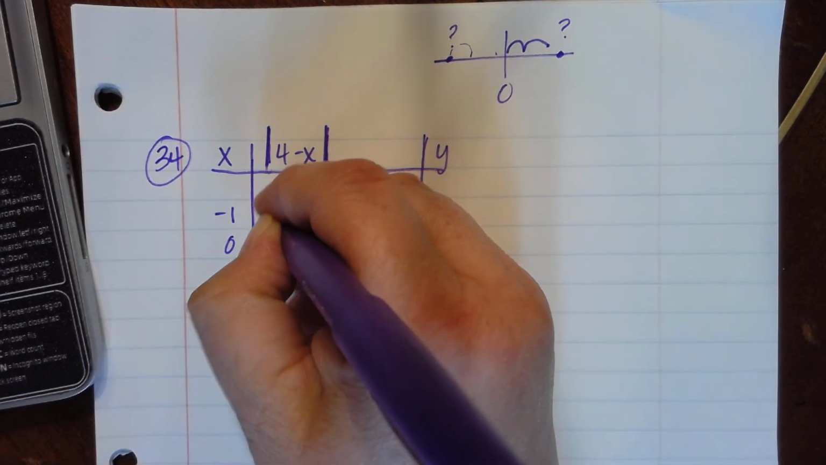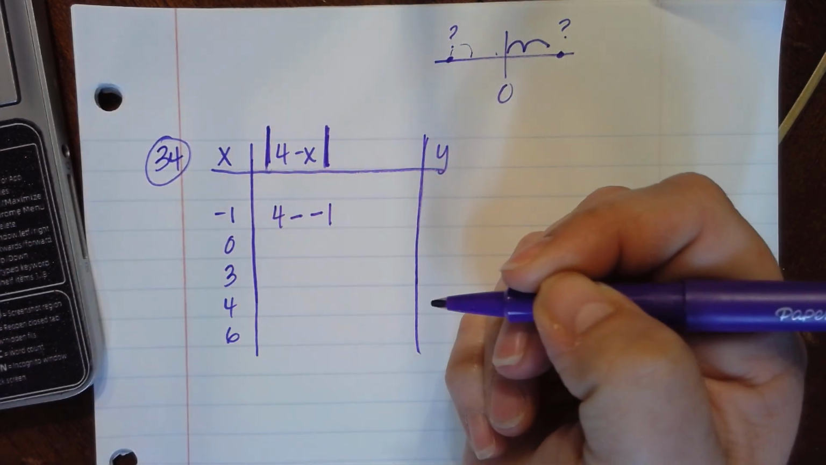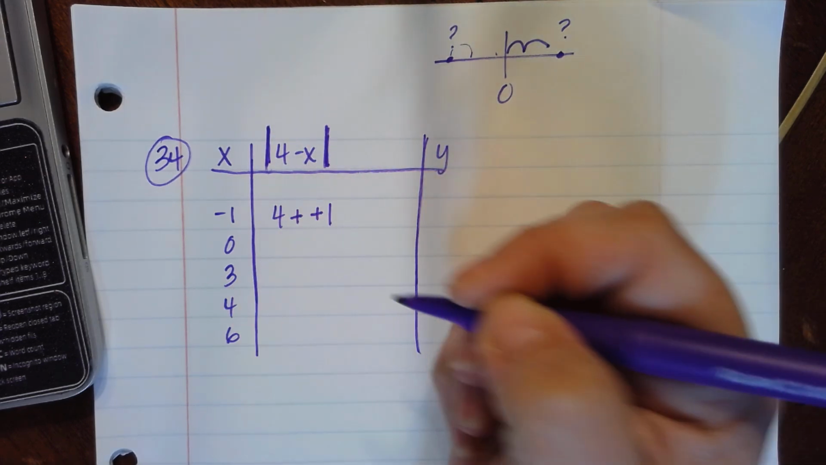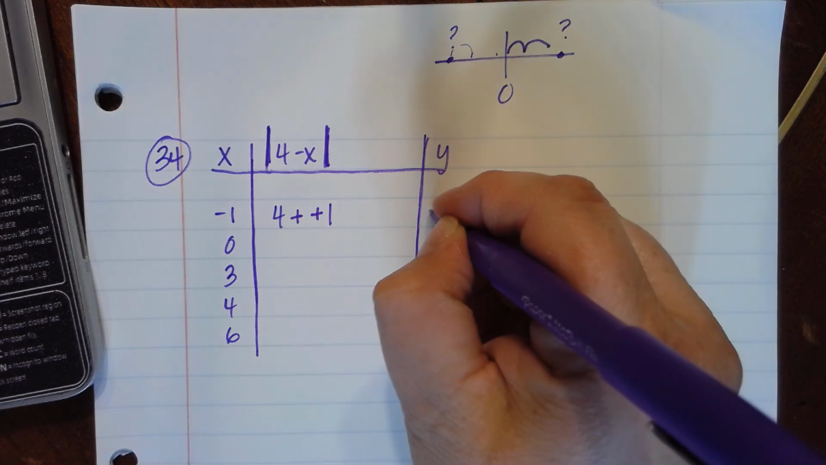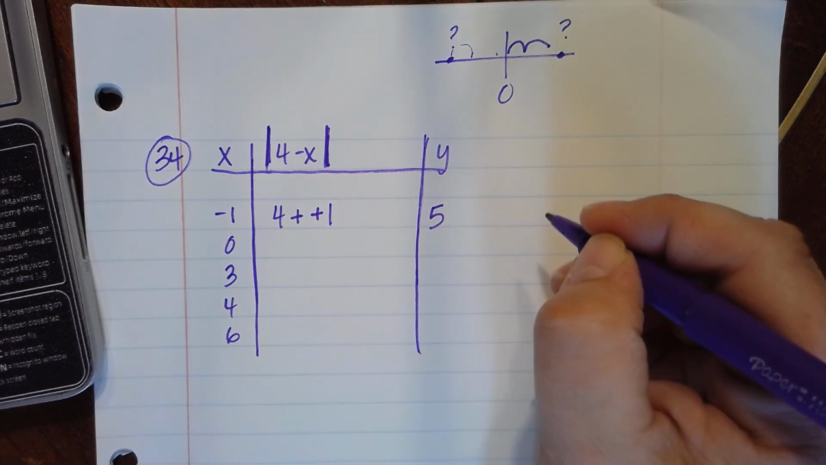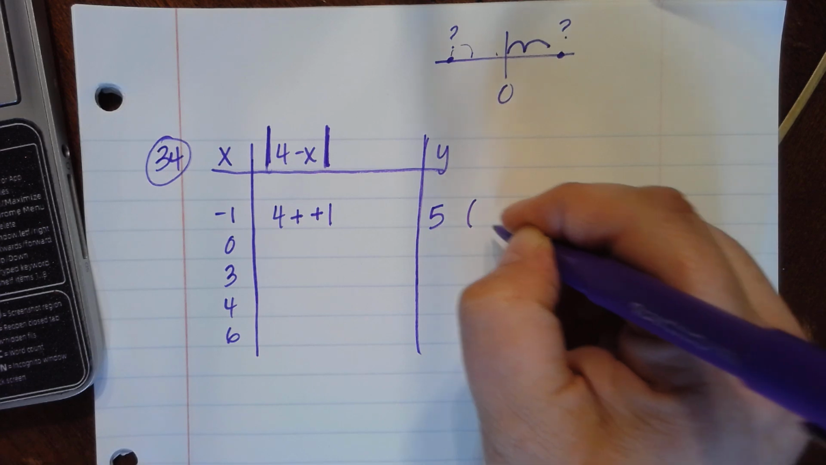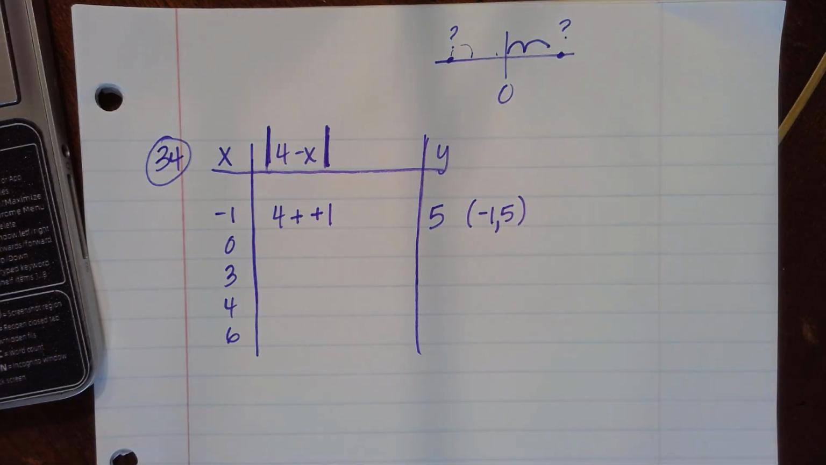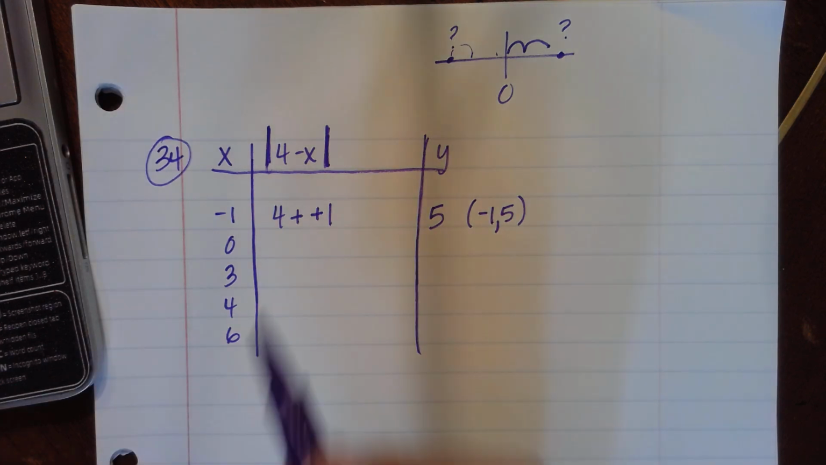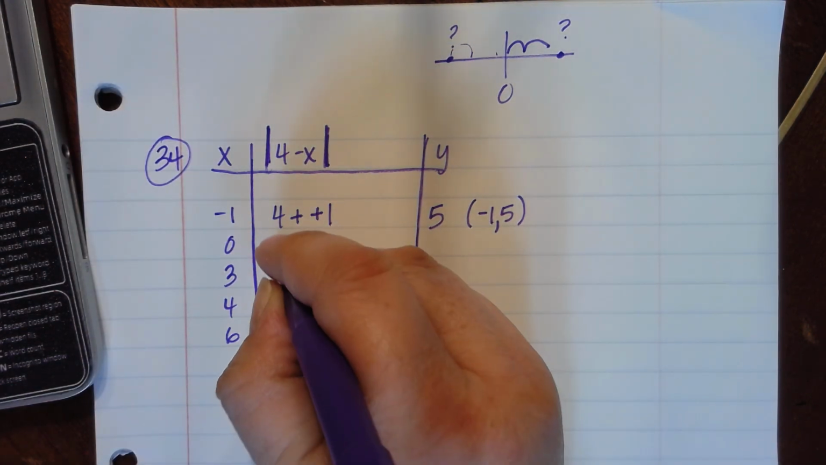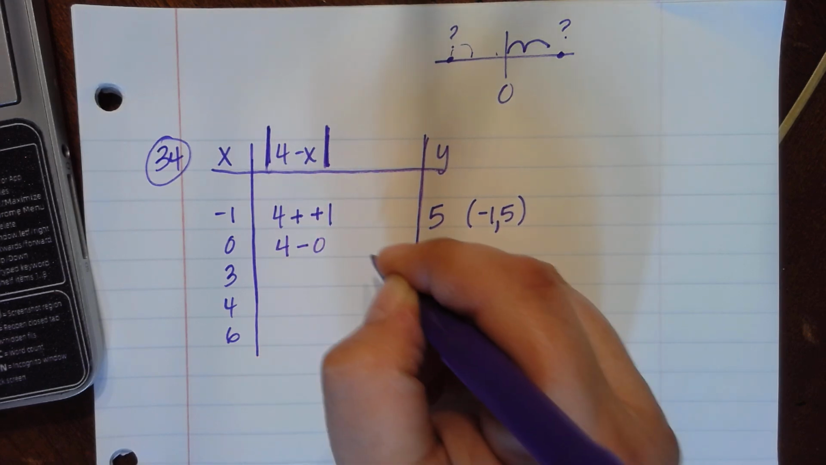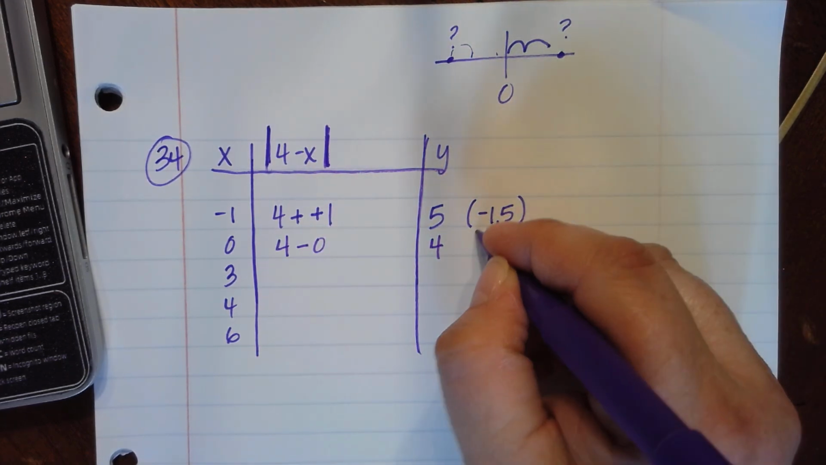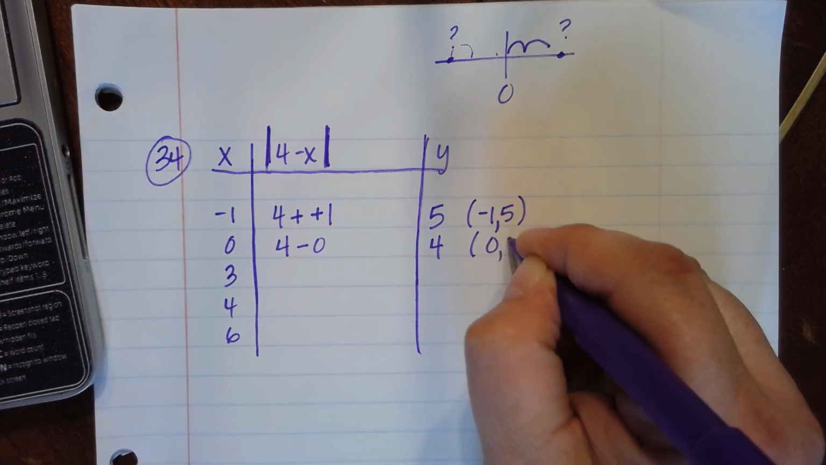So this ends up being 4 minus negative 1. So if I have two negatives, I can make them a positive, and 4 plus 1 is 5. So we're going to have negative 1, 5 as our first coordinate. Same thing here for 0. So if I have 4 minus x, or 0, 4 take away nothing is still 4. So this next coordinate will be 0, 4.